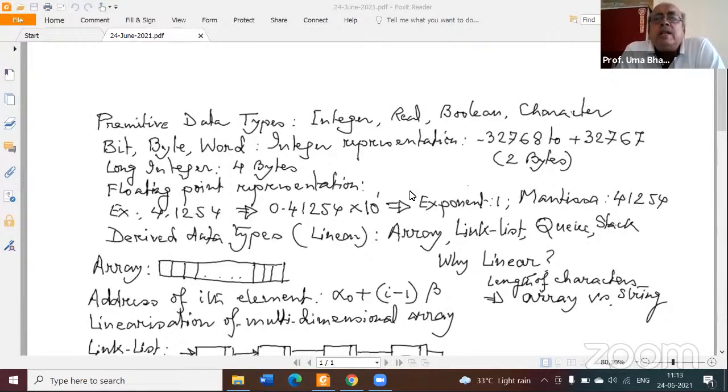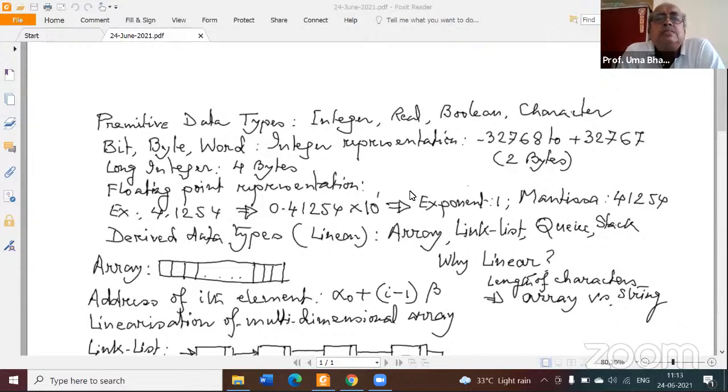If during any computation the integer size goes beyond this level, you will find an error. Some computers, some languages, also have the facility of long integer, which is 4 bytes. So there you can have a much larger integer. That is about integer.